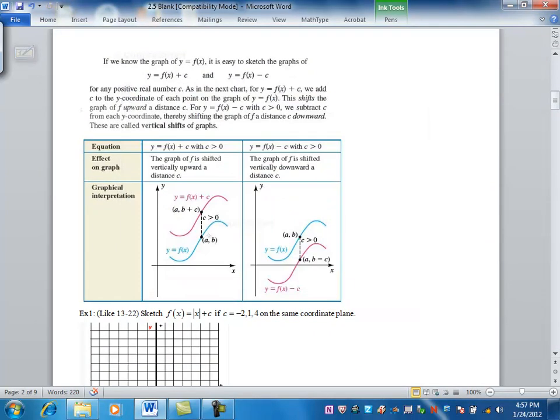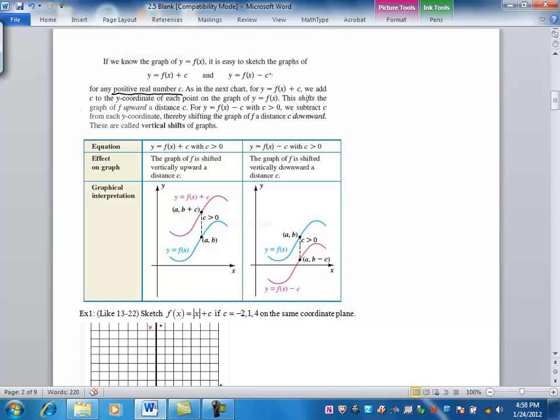And we know that for the graph y equals f of x, it's pretty easy to sketch the graphs of y equals f of x plus c and y equals f of x minus c. Now, we've defined c to be a positive real number here. So when we add c, we're doing something like a plus 5 or a plus 10. Over here, f of x minus 5 or f of x minus 10 is what we're looking at.